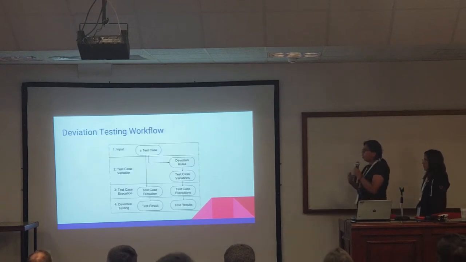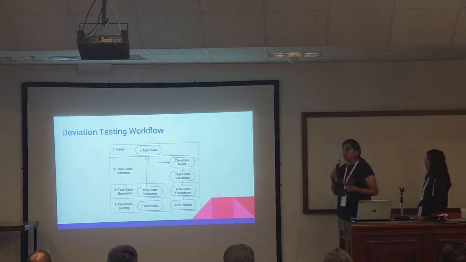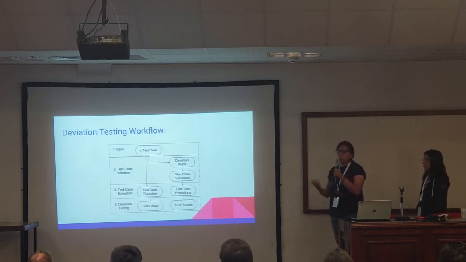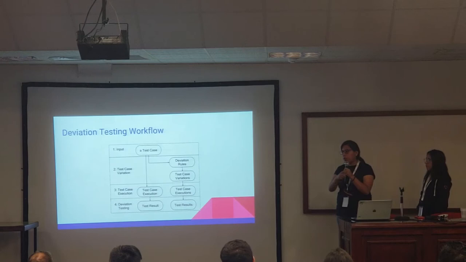The workflow of this technique is like this. First, we have four steps. The first one is to receive an initial query from your data, a query like the one Andreina showed before. The second is to apply deviation rules over that simple query and amplify that test case. For example, if I have one initial query, we would potentially have 5, 10, or 1,000 more queries that we would run on the server.